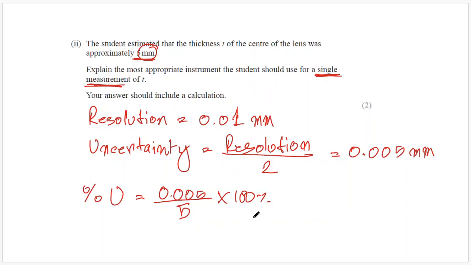So 0.005 divided by 5 times 100 gives you 0.1%. So the percentage uncertainty is 0.1%, which is small. So using a micrometer screw gauge will give you a small percentage uncertainty, and that's why you would be using a micrometer screw gauge.